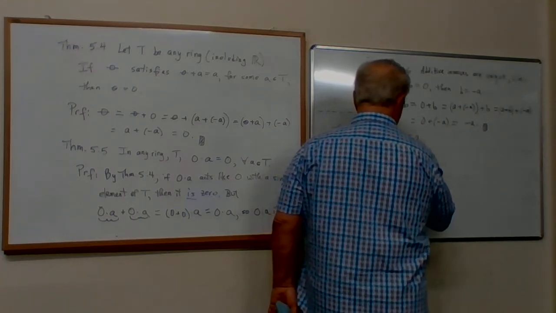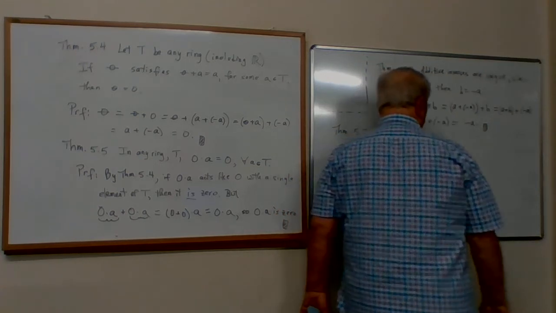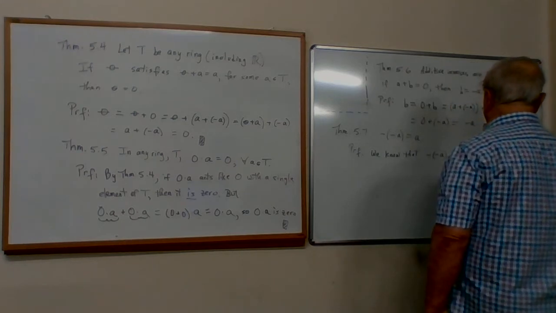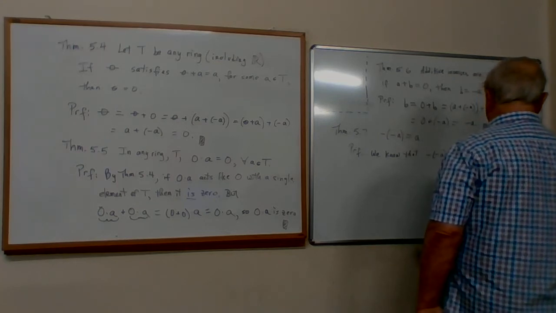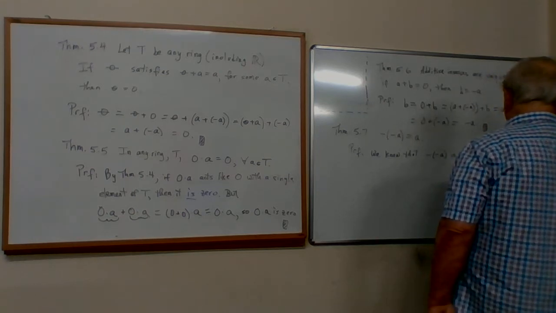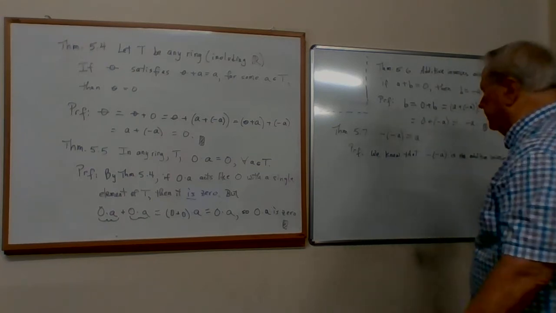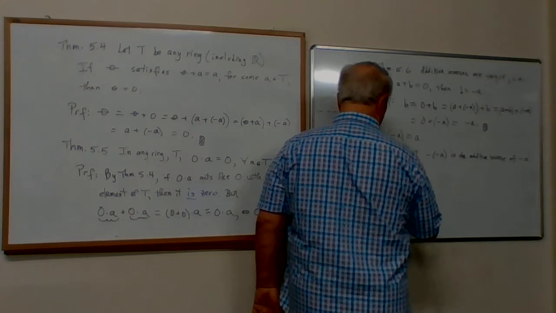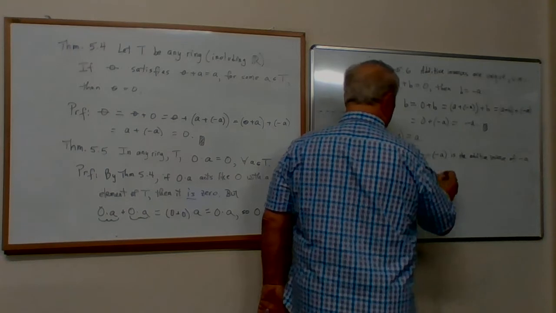We know that negative A, and I can say now, is the additive inverse of negative A. So what does that mean? That means that negative A plus negative A equals 0.